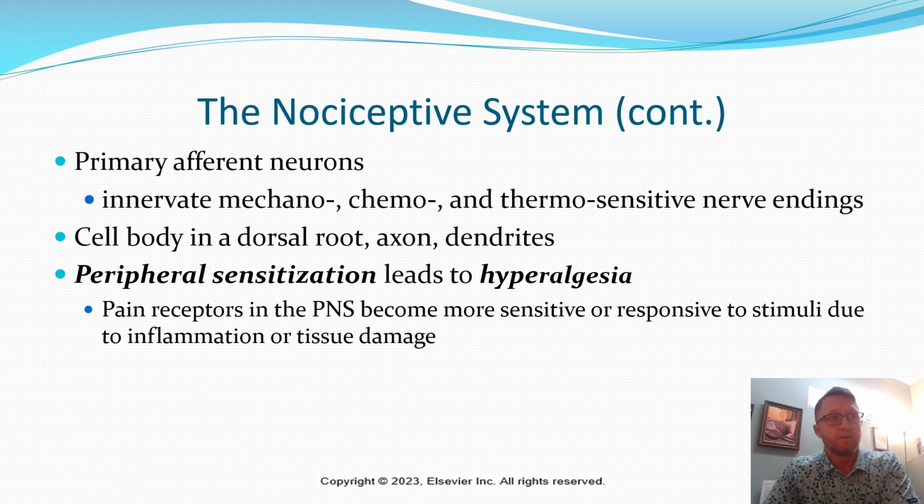If we do have something like this peripheral sensitization, that can lead to hyperalgesia. So what does that mean whenever we have peripheral sensitization? It means that pain receptors in the peripheral nervous system become more sensitive or possibly more responsive to stimulus or any type of stimulus due to inflammation or tissue damage. So there could be that structural change, that functional change that leads to hyperalgesia. And what we mean by hyperalgesia is essentially that your patient is going to experience an amplification or increased pain for some type of stimulus that is already noxious.